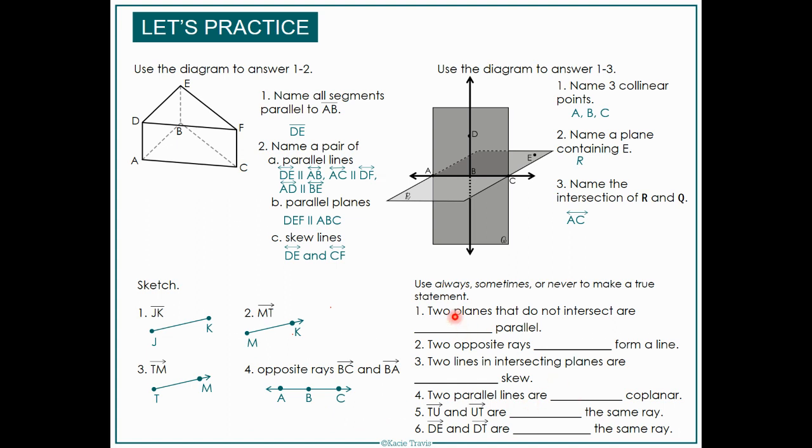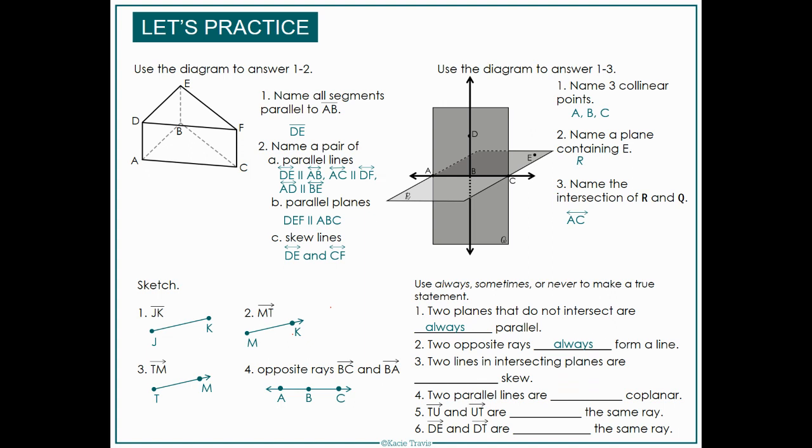All right, next up, we got 6 statements that you're going to want to make sure that you know if they're always, sometimes, or never true. So let's go through and deal with this. Remember, a lot of these things we've already defined in our glossary and in our readings. So, two planes that do not intersect are always going to be parallel. Okay? So if you have two planes that don't intersect, they are always going to be parallel. Next one we got two opposite rays always form a line. If you connect two rays that are going in the opposite directions of each other, they're always going to make a line.